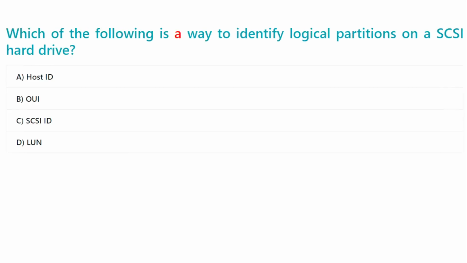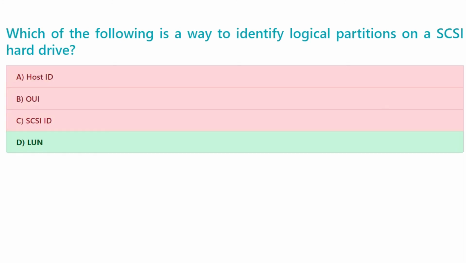Which of the following is a way to identify logical partitions on a SCSI hard drive? A. Host ID. B. WI. C. SCSI ID. D. LUN. The correct answer is D. LUN.